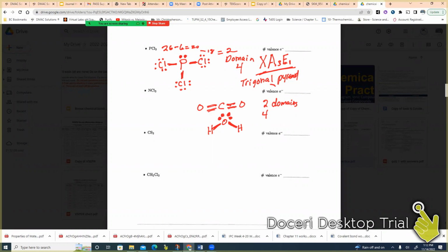All right, why don't y'all give the next one, NCl3, a try? Nitrogen group 15. And then once again, 3 halogens.